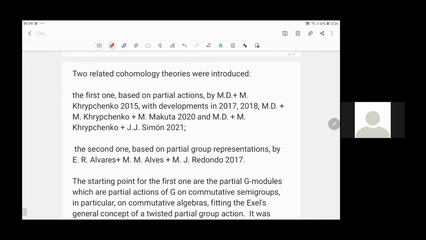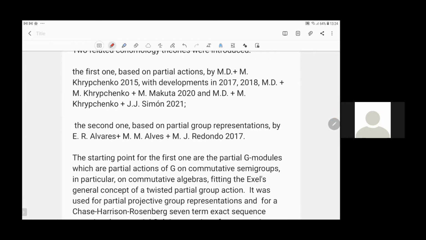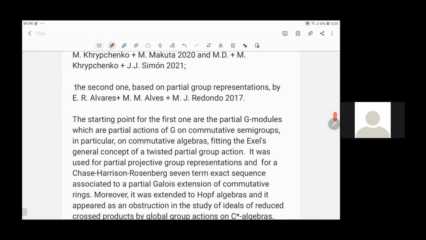So the starting points, as I mentioned, in the first theory, are partial G modules, which are partial actions on commutative semigroups. The reason we introduced this way with Mykola is that in particular, it fits Exel's general concept of a twisted partial action of a group, and also it serves partial projective representations, which were introduced in a joint paper with Boris Novikov and further studied with Boris Novikov in other papers, and also with other authors, Hector Pinedo, Elder Lima. So there are several papers on partial projective representations, and also my paper with Nicola Sambonet on partial projective representations, which uses that kind of cohomology.